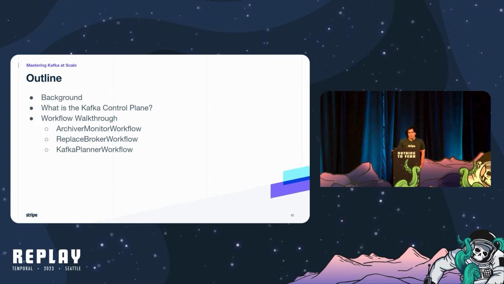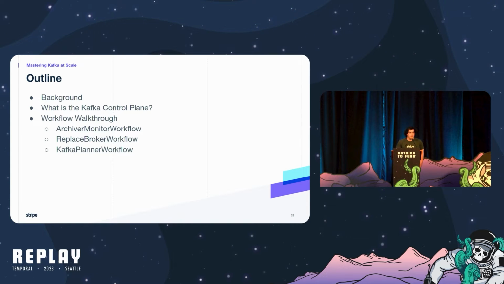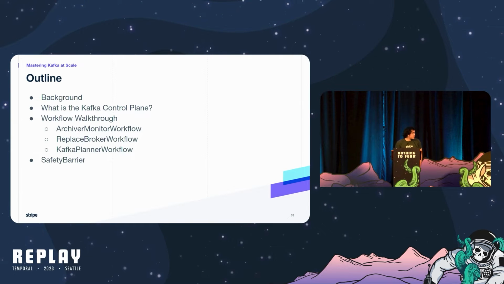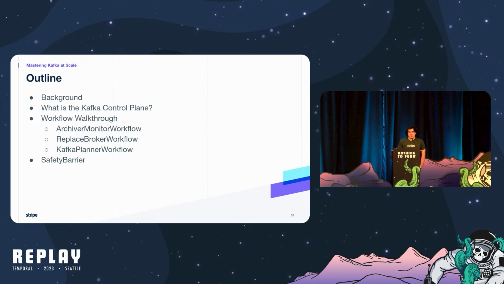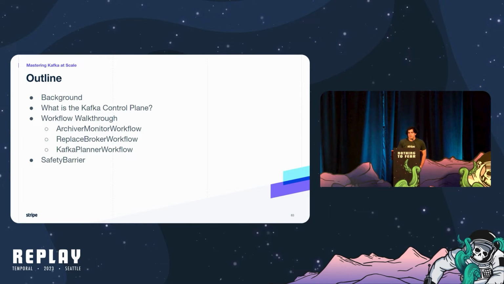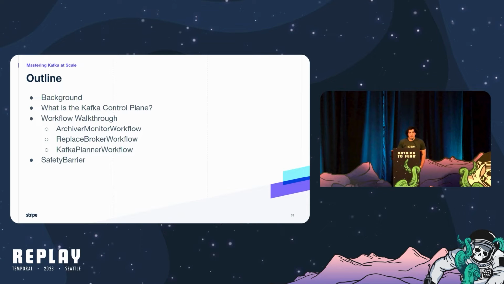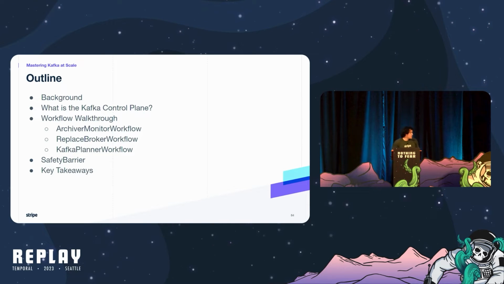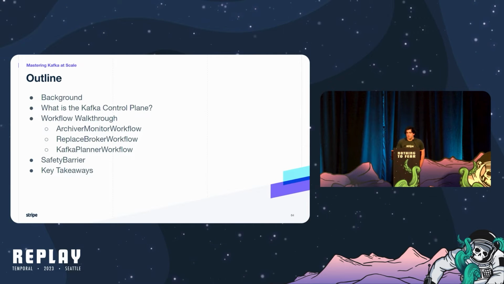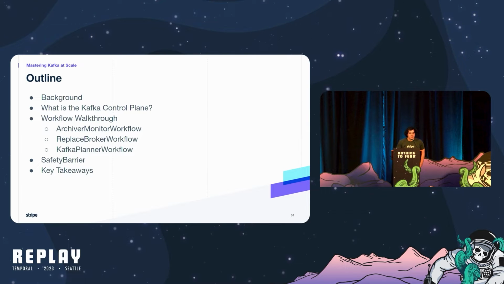And also, I'll briefly touch on the Kafka Planner workflow, which is a workflow that we use for ensuring the integrity of our system. I'll then talk to you about a fairly novel piece of software that we wrote called the safety barrier, which we use for ensuring that all of our workflows are running safely and properly. And then I'll go into some key takeaways to discuss some of the things that we learned, as well as maybe some of the poor design decisions that we made along the way.